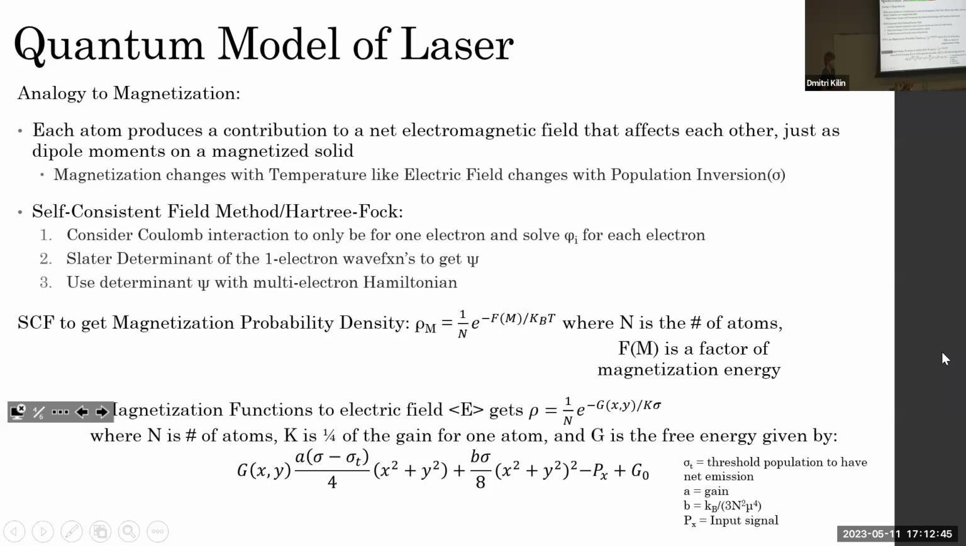And then we use that determinant with a multi-electron Hamiltonian and get a decent approximation for the actual values here. Using this method, we get the probability density for magnetization, which is this function, which is very similar to the probability density for electric field. It's identical in form. In this function, instead of using magnetization energy, we have free energy from our electric field, which is G given by this long function. And instead of over K_B T, we have K sigma, where sigma is our population inversion, K is just a factor of the gain, and N is the number of atoms.